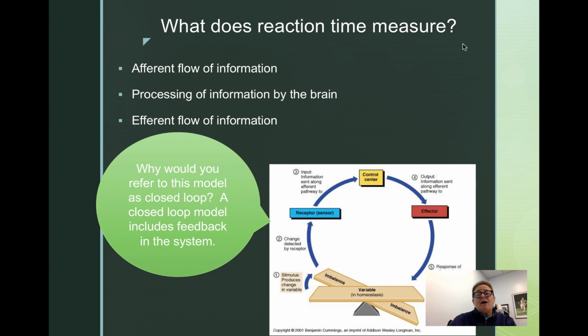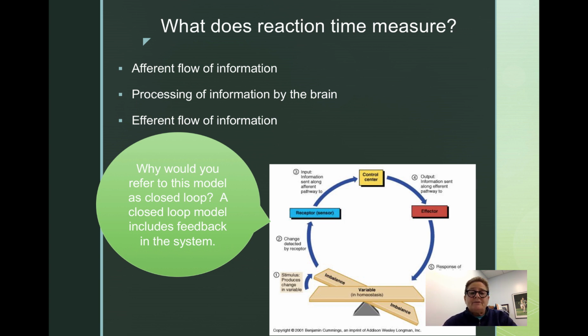Reaction time is the measure of the time from when a stimulus occurs, all the way through central processing, to the exact moment that movement begins. If we look a little more deeply at the reaction time measure, you'll see that it measures the afferent flow of information. In other words, from the stimulus location, could be my fingertip, my eyes, or the bottom of my foot, there is an afferent flow of information from the place of the input to the brain.